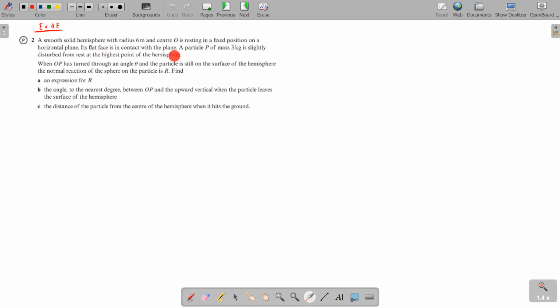Can you picture what's going on? You have a hemisphere, and the flat face of the hemisphere is the circular face, right? So the flat face, the circular face, is on the table, which means the curved part of the hemisphere is above the table, right? Can you guys see what's going on here? So draw a good diagram, because the diagram and the forces is what makes this so critical. Okay, so this is the hemisphere.